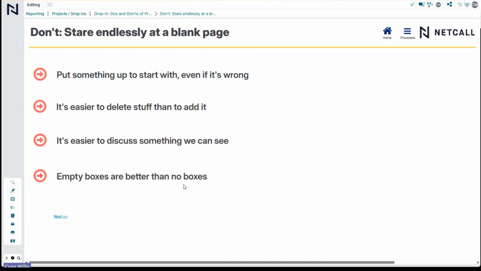So don't stare at a blank page. Start putting stuff onto the page as soon as possible. Put stuff in the boxes, even if it's wrong, because it's easier to remove it than it is to put it there in the first place.